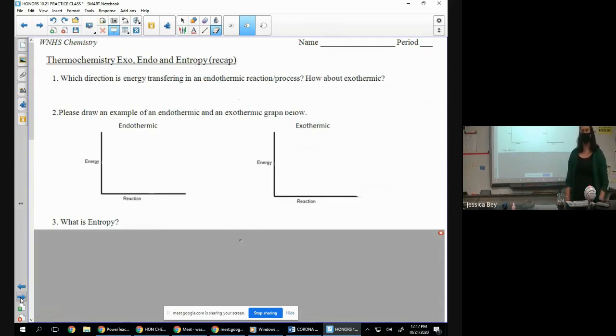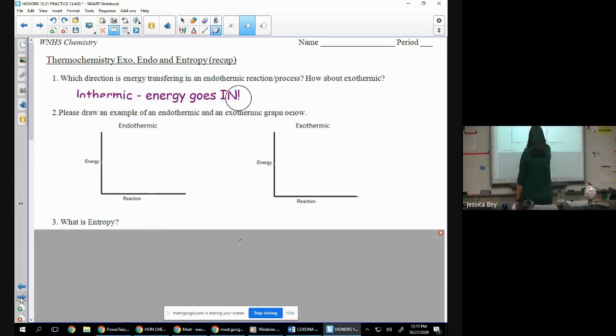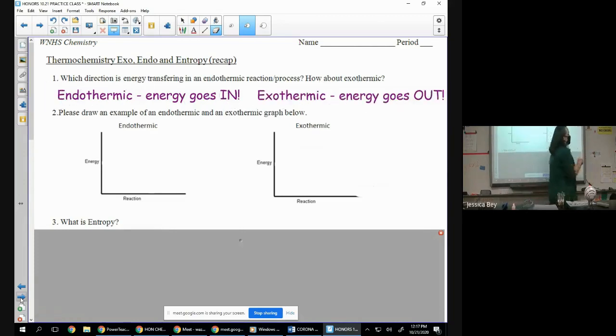Or I. Why do I have a T? I'm sorry. Endothermic. Energy goes in. Perfect. So this one, we can all do this together. Endothermic, energy goes in. Exothermic, energy goes out.